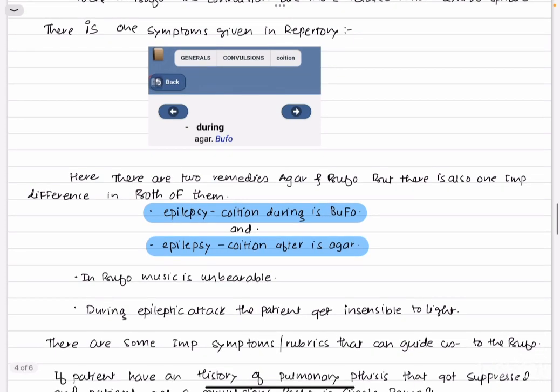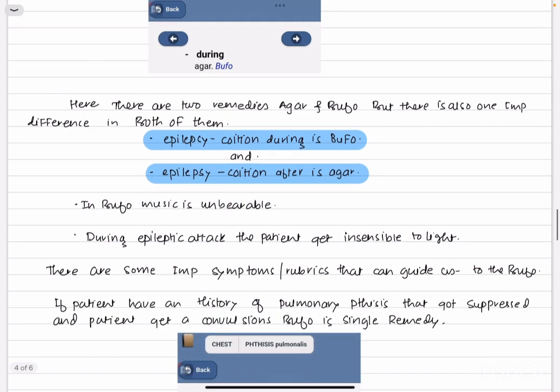Here there are two remedies, Agaricus and Bufo. But there is one difference between Agaricus and Bufo: if the convulsion appears during coition, this is Bufo, and if the convulsion appears after coition, this is Agaricus. So this is the major difference between the two remedies.